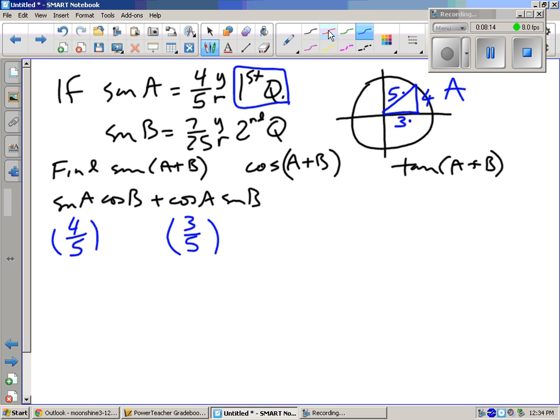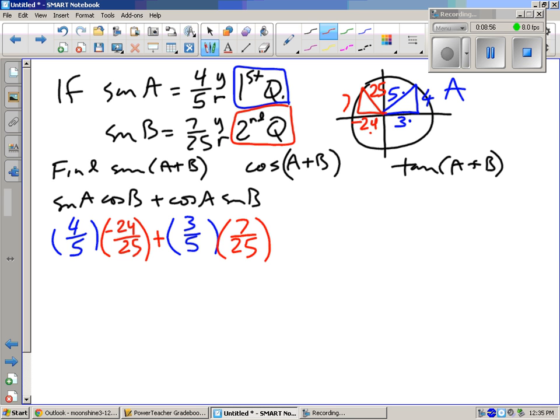All right, the next part, I'm going to go in the second quadrant. So I'm going to just go and draw a triangle. Now look back. Y is 7, r is 25. So that makes x 24, but it's negative. 7, 24, 25 is another triple, like 3, 4, 5. But if you don't know that, go ahead and do the Pythagorean theorem. All right, let's fill in what we have for those. So cosine of B is negative 24/25, and sine of B is 7/25.